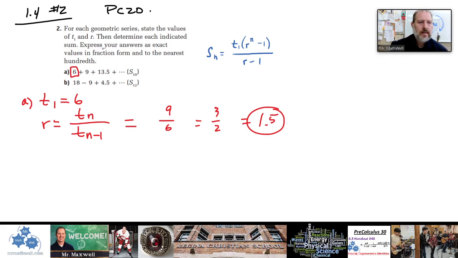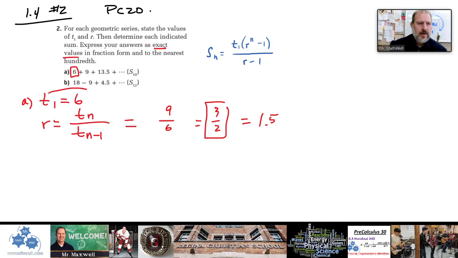Okay. So express your answers as exact values. Actually, if they want exact values, we probably shouldn't use decimals. Let's use fractions, simplified fractions. And that's going to help us do the algebra at the end there, okay?